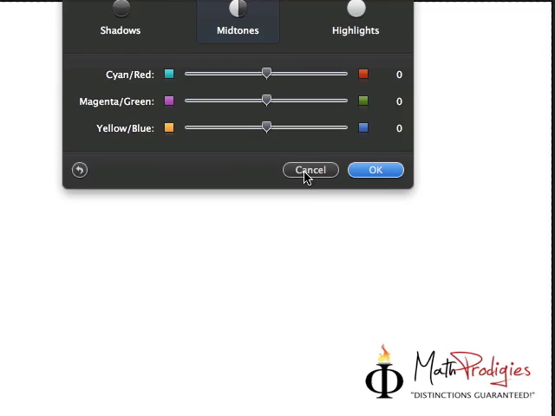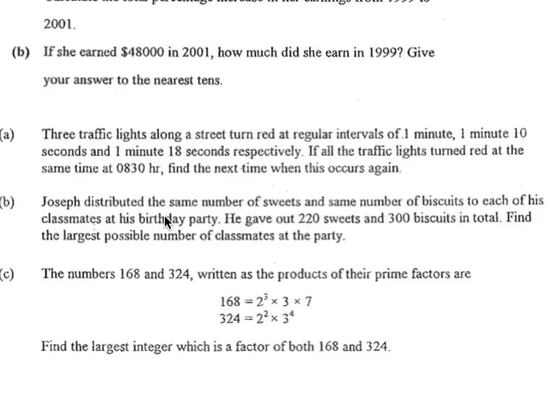Now for part B, let's move on to part B. Let's take a look at the question. It says Joseph distributed the same number of sweets and the same number of biscuits to each of his classmates at his birthday party. He gave out 220 sweets and 300 biscuits in total. Find the largest possible number of classmates at the party.